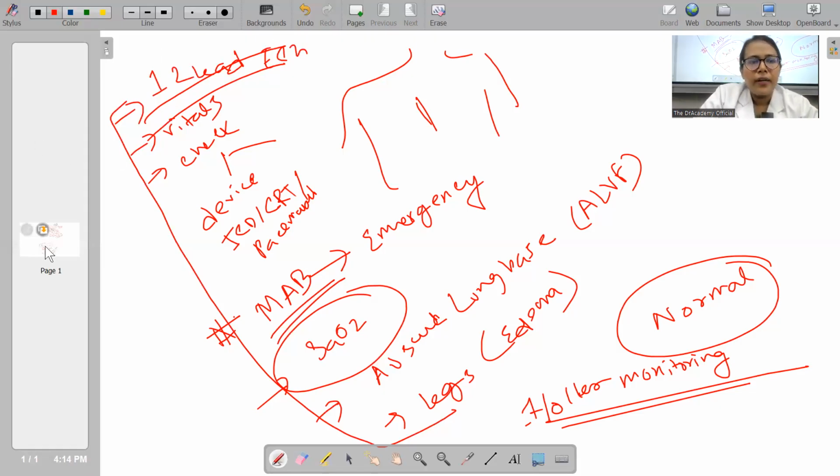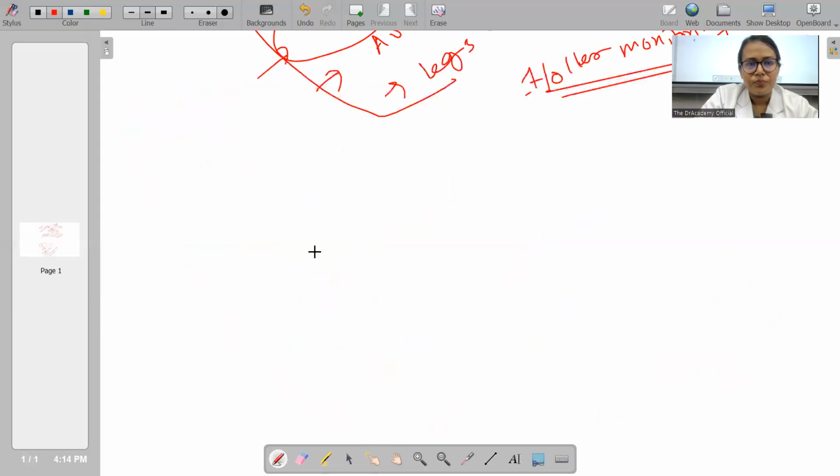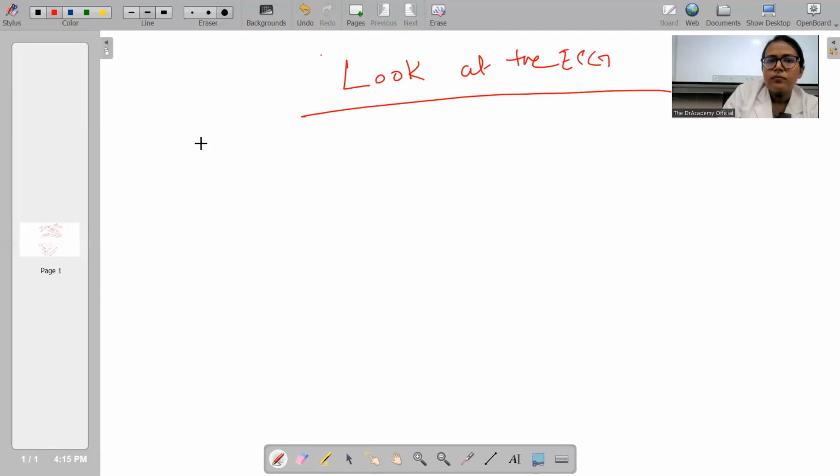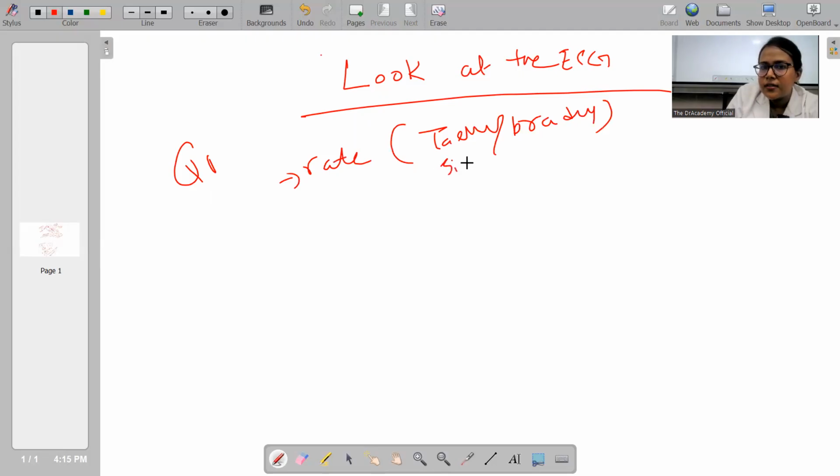Okay. So our next topic of discussion would be, look at the ECG. What do you want to see? First of all, go through the rate. It can be tachy. It can be brady. Then the rhythm: this can be sinus rhythm or this can be irregular.